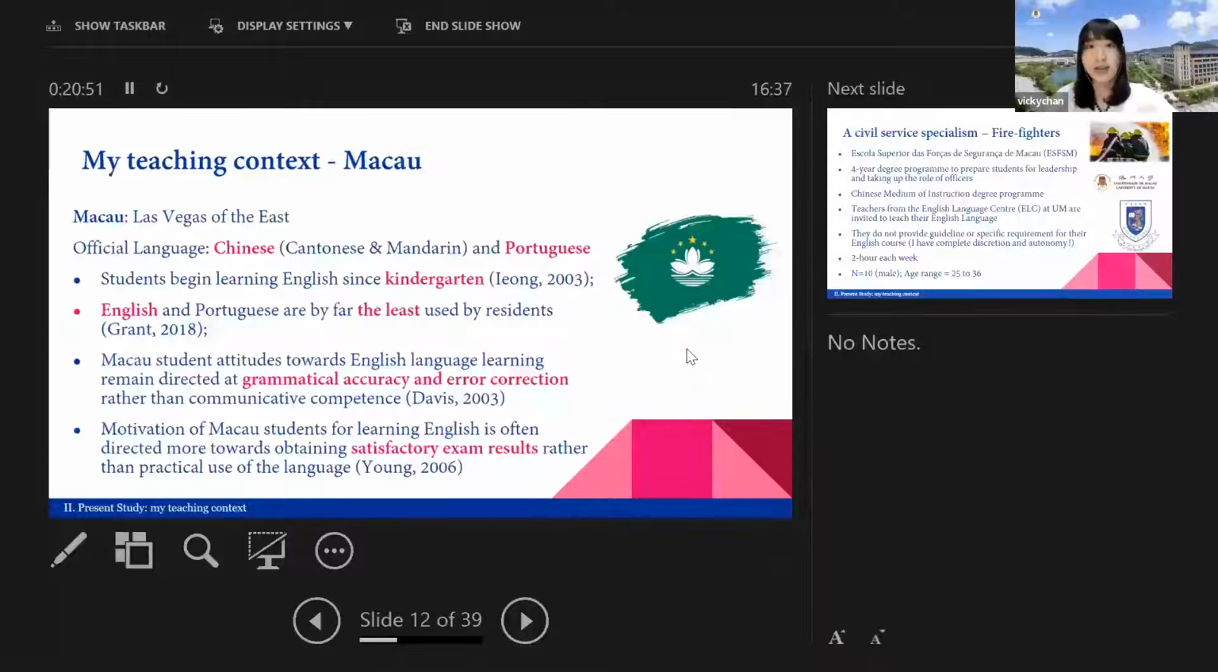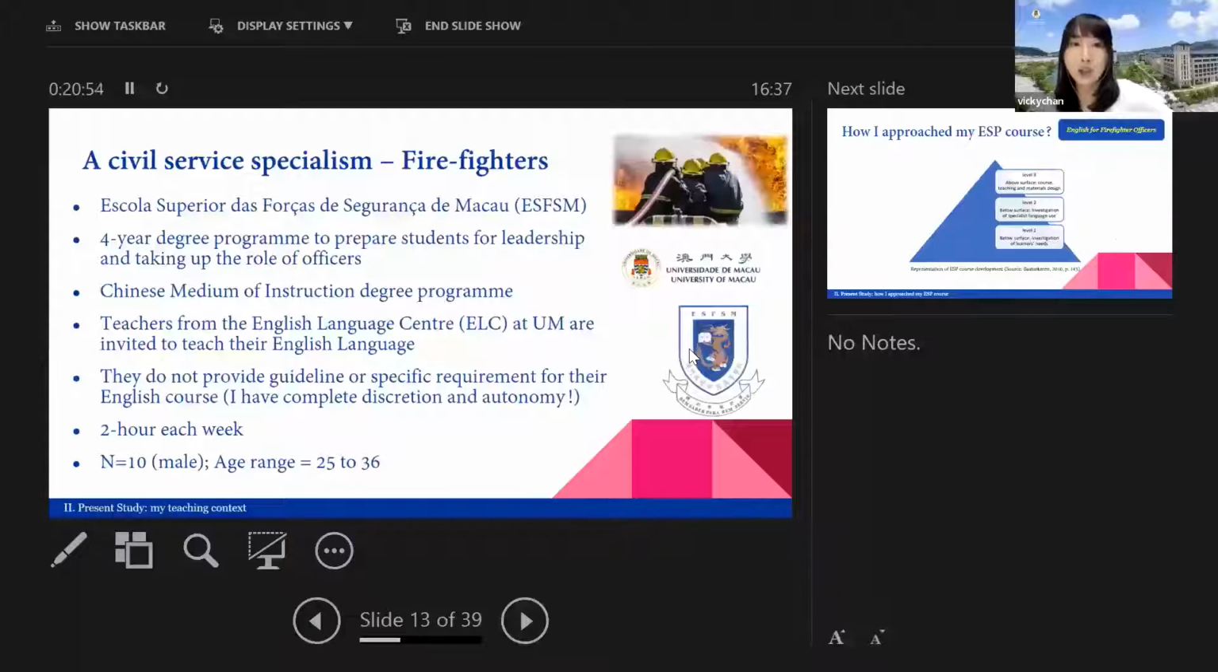From this context, this semester, as I mentioned, I taught a course for firefighter officers from an institute in Macau. It's called Escola Superior das Forças de Segurança de Macau. I'm sorry for my Portuguese because I couldn't quite speak Portuguese. So the ESFSM. Basically, they work with the University of Macau, and they invite teachers from our center to hold their English language course. So that's why I was invited to teach their course.